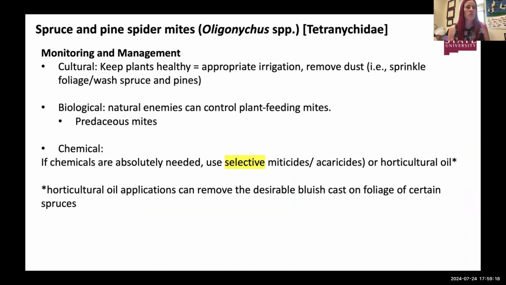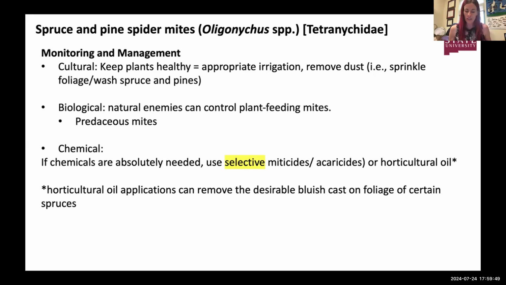When it comes to management, again, keeping plants as healthy as possible, and particularly with mites. And this is why in New Mexico, or in the Southwest in general, we have a problem with mites: they like dusty areas. Mites really love dusty areas. So if you can remove dust if possible, which is really hard here, you can sprinkle foliage a little bit and wash your spruce and pines.